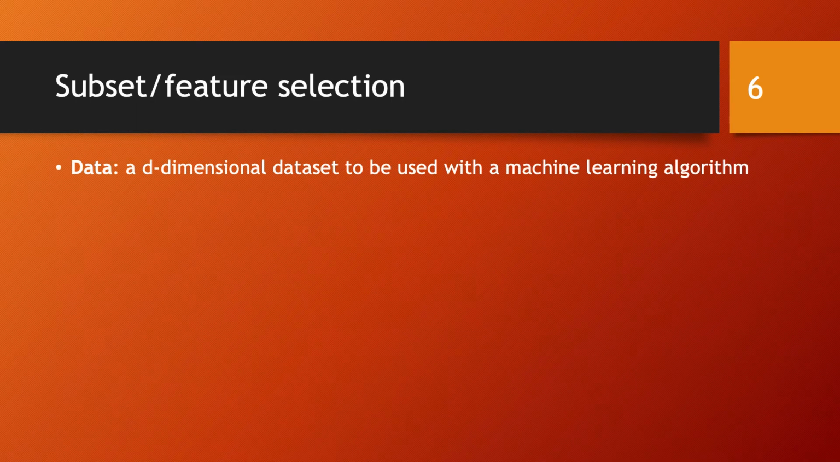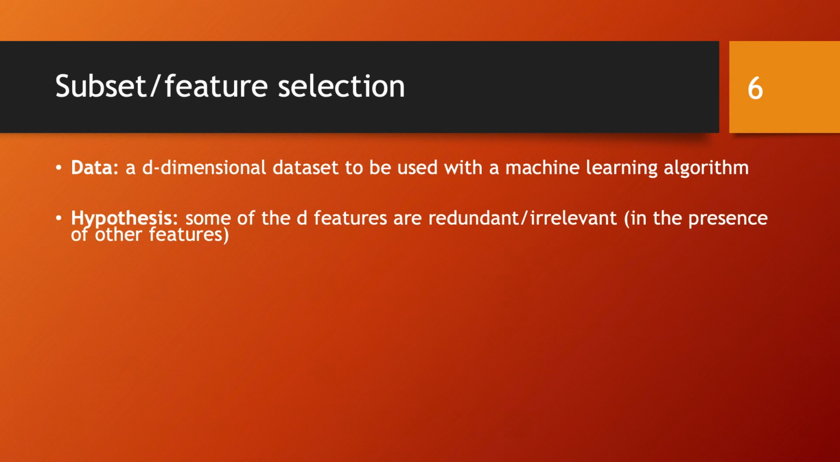So in this problem, we have our data, so that's a d-dimensional data set, and we plan to use that with a certain machine learning algorithm. And the hypothesis that we have when we deal with this method is that some of the d features are redundant or irrelevant, and they are redundant or irrelevant not in themselves but in the presence of other features. So that leads to the idea that maybe some combinations can be simplified. Having a feature implies that another feature doesn't have to be included.